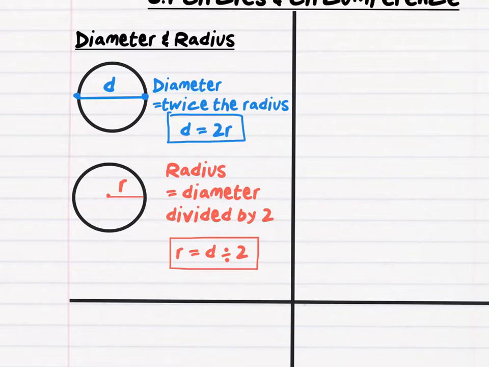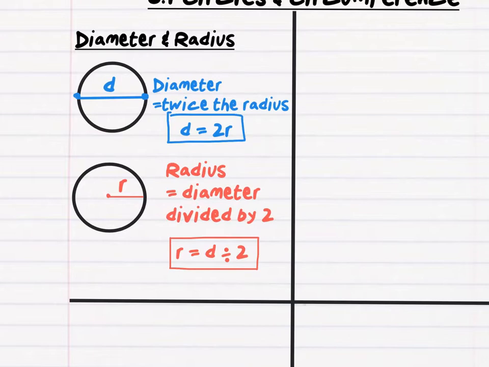Okay, on the upper left side of your notes, I want you to copy what you see on your screen. Use different colors for diameter and radius. Here I used blue for diameter and red for radius. Pause the video to copy it down, and when you're ready to continue, press play. Please pause now.